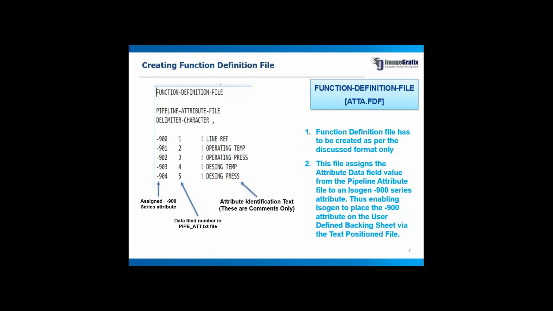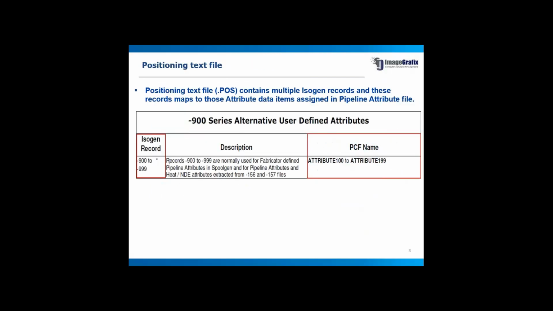Okay, and once you enter this hyphen 900 space, that is going to be my first entry, or the first property which I require, space, exclamation, space, line reference. And similarly 901, I have the operating temperature, 902 is operating pressure. So this 1, 2, 3, 4, 5 is a sequence number for us to identify that easily. Okay, and similarly the attribute identification text, you can see what I have entered in that. And this is the positioning text file. Okay, so here we are not going to manually give any input because this file will be automatically generated by CADWorx on its own.